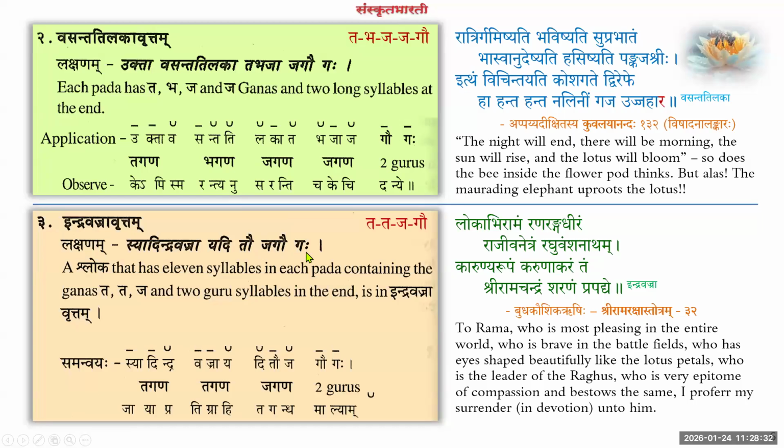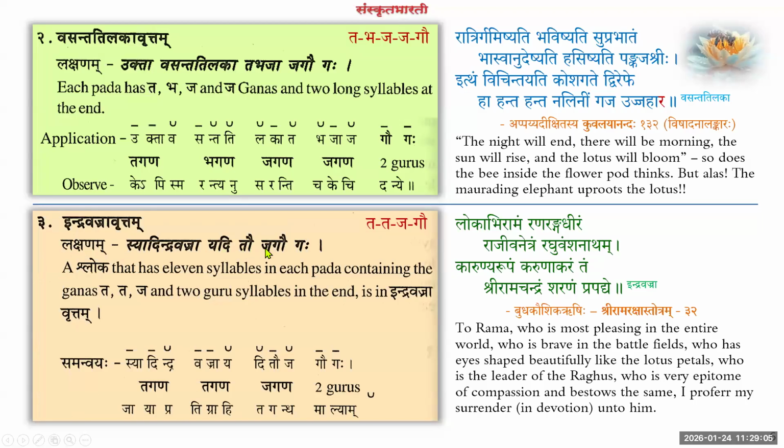Tau Jagaugaha, finish. If you notice, Tabaja Jagaugaha, Vasanta Tilaka, Tau Jagaugaha, Indravajra. Another way to remember. So that is Tabaja Jagaugaha, Tau Jagaugaha. Luckily, both of them have Jagaugaha as a common pattern in the last few positions. So, Tata Ja Gaga, basically.